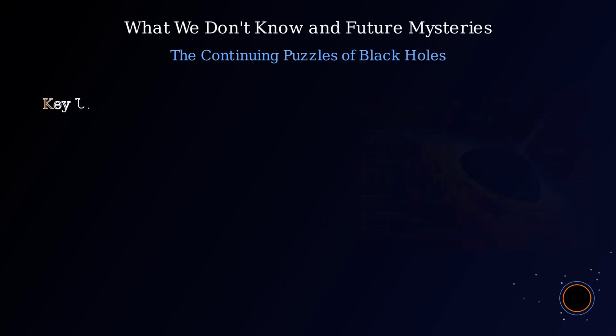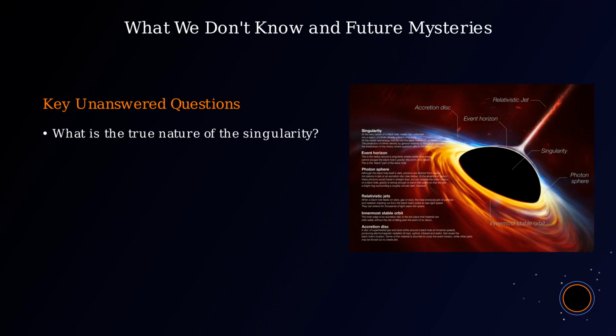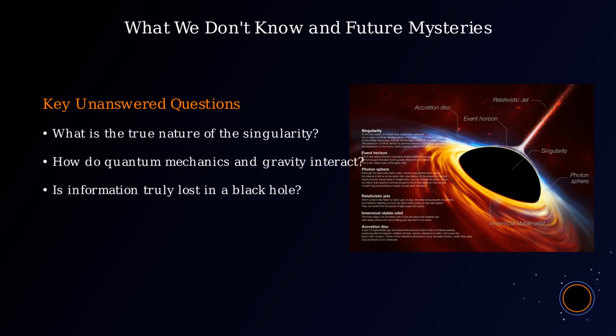Despite our remarkable progress in understanding black holes, many fundamental mysteries remain unsolved. Several key questions continue to puzzle physicists and astronomers. We still don't fully understand the true nature of the singularity at a black hole's center. The interaction between quantum mechanics and gravity near black holes remains one of physics' greatest unsolved problems. The information paradox, whether information that falls into a black hole is truly lost, continues to challenge our understanding of fundamental physics. And we still can't fully explain how supermassive black holes managed to form so quickly in the early universe.